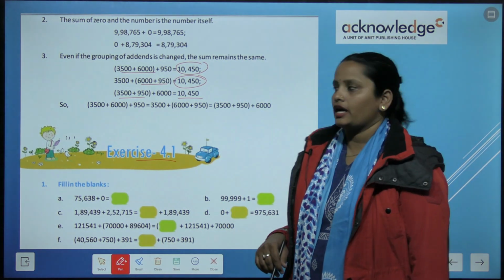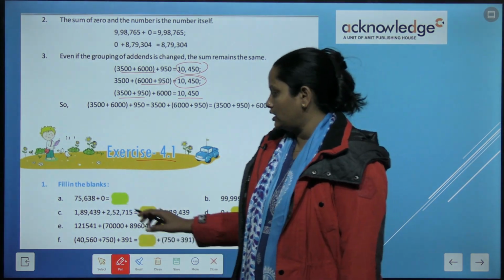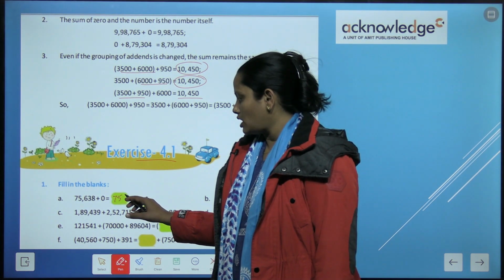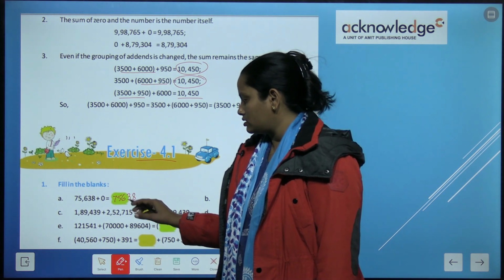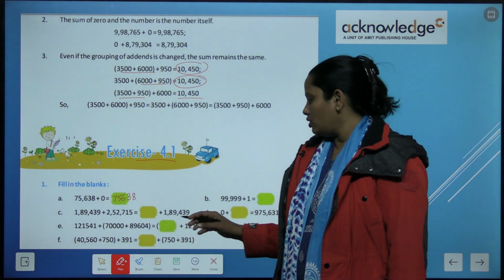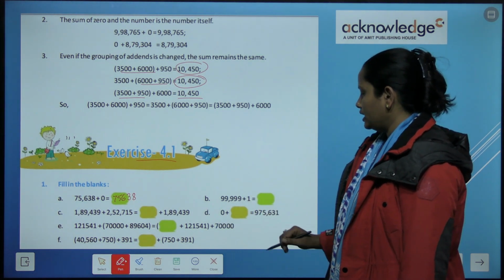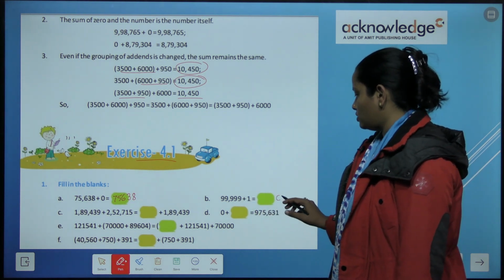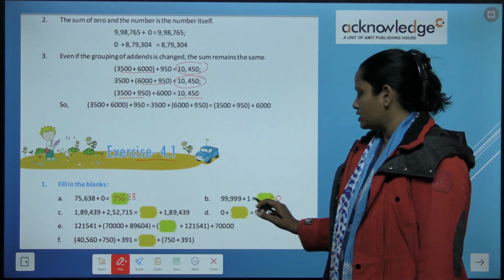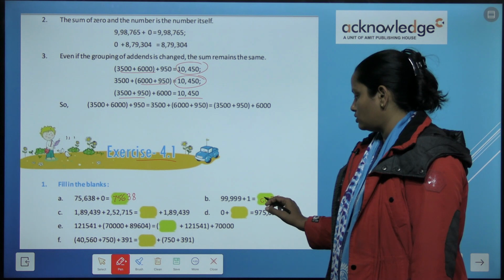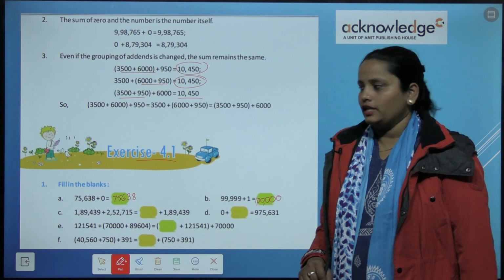Now let's do the exercise 4.1. Here when we add any number to 0, we will get the same number. So here the answer is 75,638. Now if we add 1 to this number, one digit will increase. So 9 plus 1 is 0, again 0, 9 plus 1 is 0, 9 plus 1 is 10. So here the answer is 1 lakh.